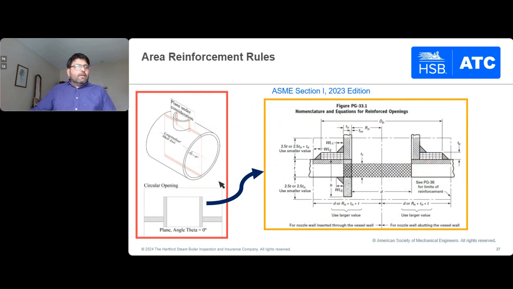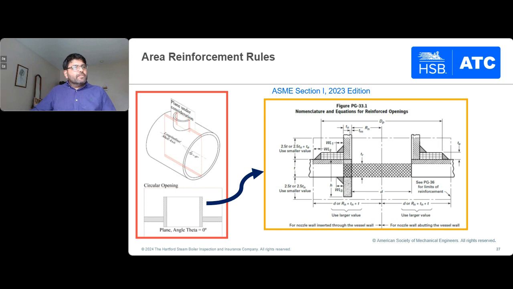Now, this slide and the next few slides that I'm showing are purely an academic exercise that I did. If you were to think of reinforcing an opening, if you were to design a T on your own, you would go to section 1, and we have rules for that. We have a figure PG 33.1 that really condenses all of the information you need to reinforce that opening. For the sake of simplicity, I have taken a shell and a nozzle intersection, and when there's an opening, section 1 requires the opening to be compensated in all planes.